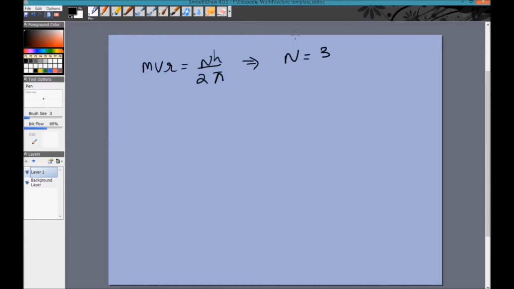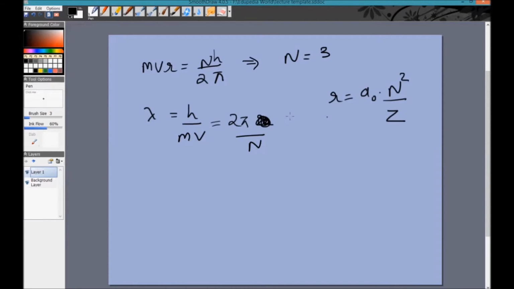Now we want to find the de Broglie wavelength. De Broglie wavelength lambda is given by h by mv, right? So from this equation we can see h by mv is 2 pi r by n. But we know the value of r. According to Bohr's quantization rules, r is given as a0 times n squared by Z, where n is the orbital number and a0 is the Bohr radius. So in this case r will simply be 3 square, that is 9 into a0 by 3, because the atomic number of lithium is 3: hydrogen, helium and lithium. So this becomes 3.